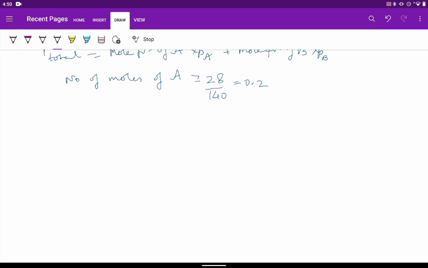Liquid B is water here. So the mass of water will be 100 minus 28, because the rest is A, which is 72. Moles of B will be equal to 72 divided by 18, since the molecular mass of water is 18. If you divide, we get 4.